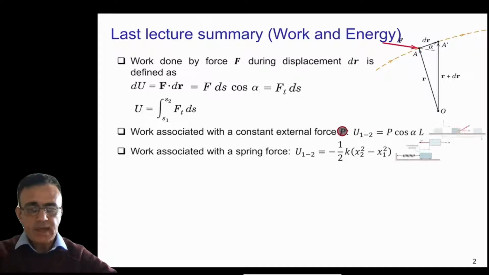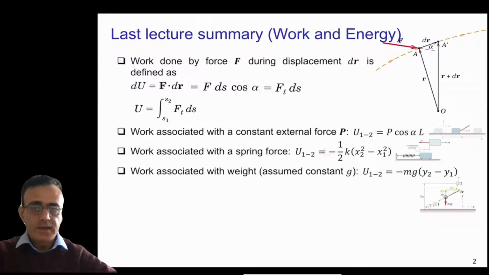And now we also calculate the work associated with a spring force, which was again U12. When you stretch the spring, as shown in this case here, the final displacement is x2. The initial displacement was x1. In this case, we can calculate the work done by the spring force, equal to minus half k (x2 square minus x1 square). And we have a negative sign here, which shows that the work done by the spring force is negative here.